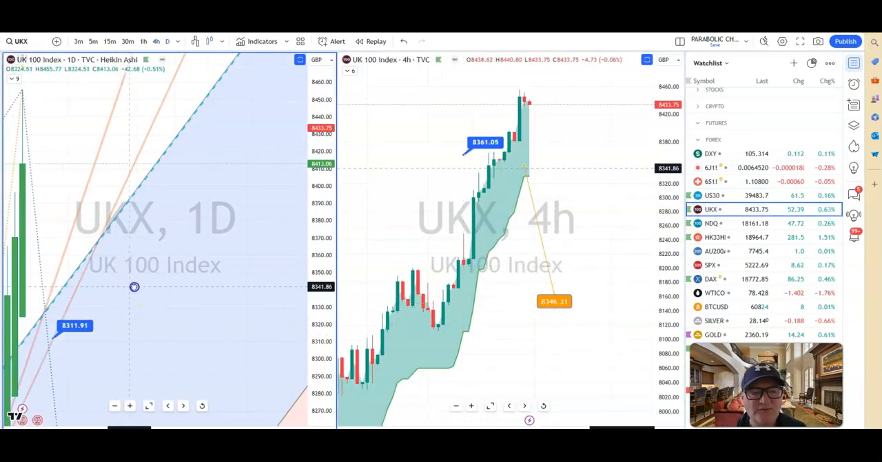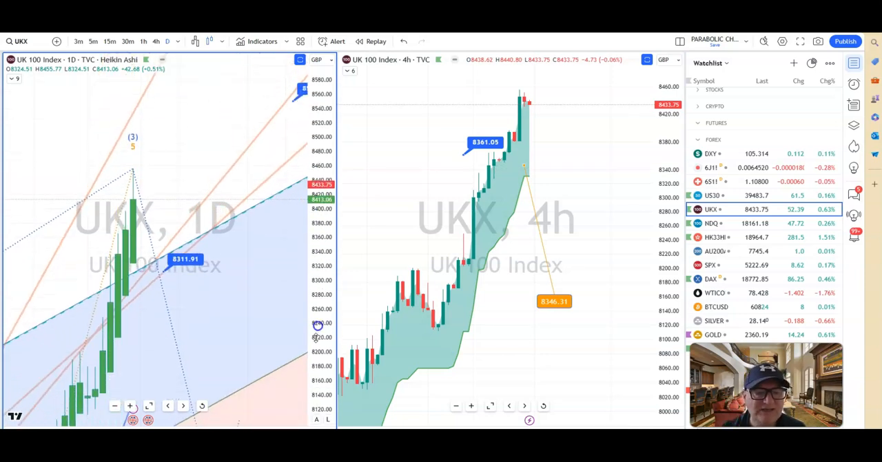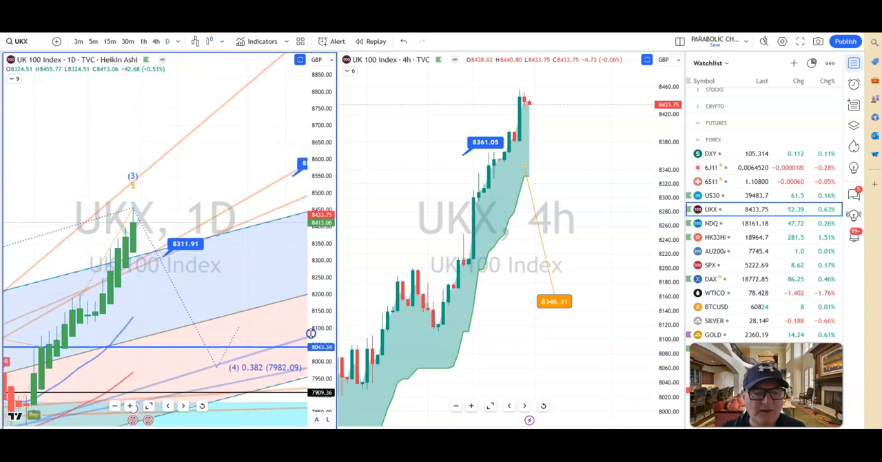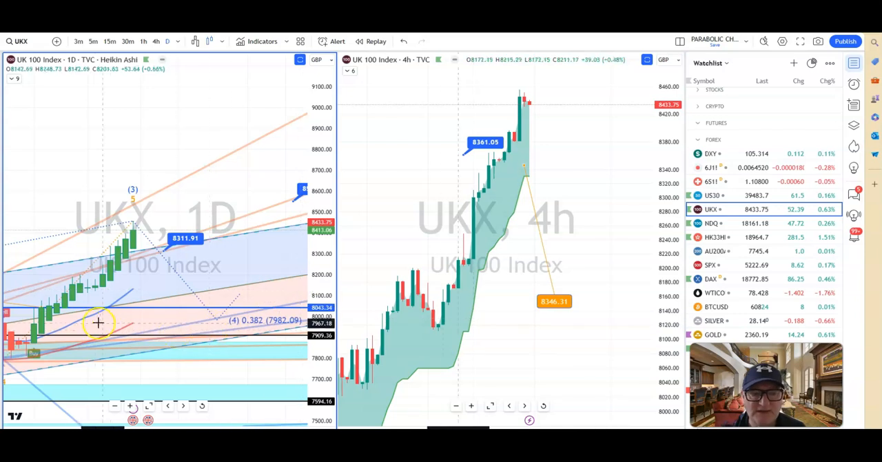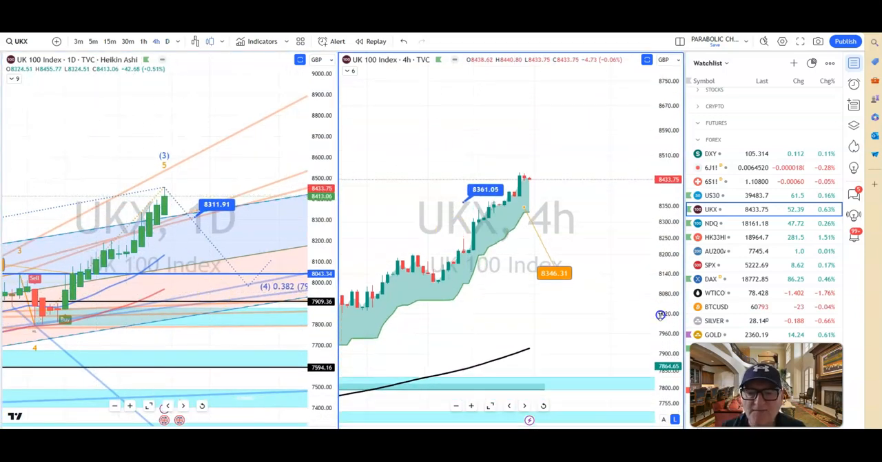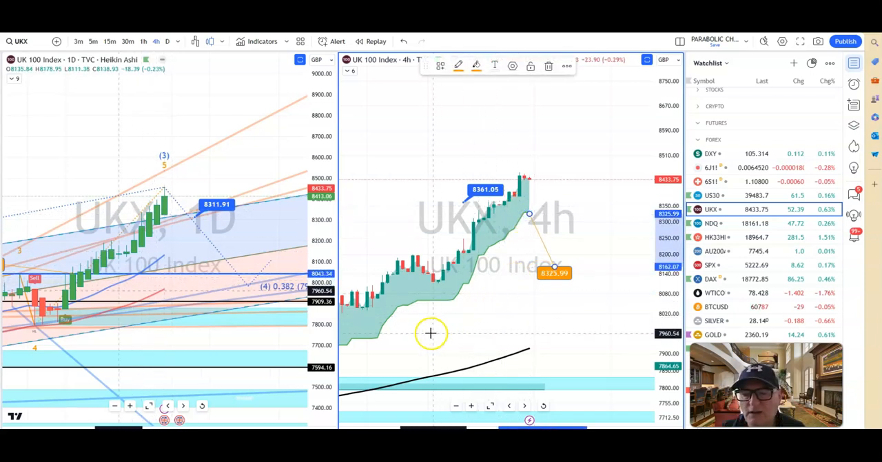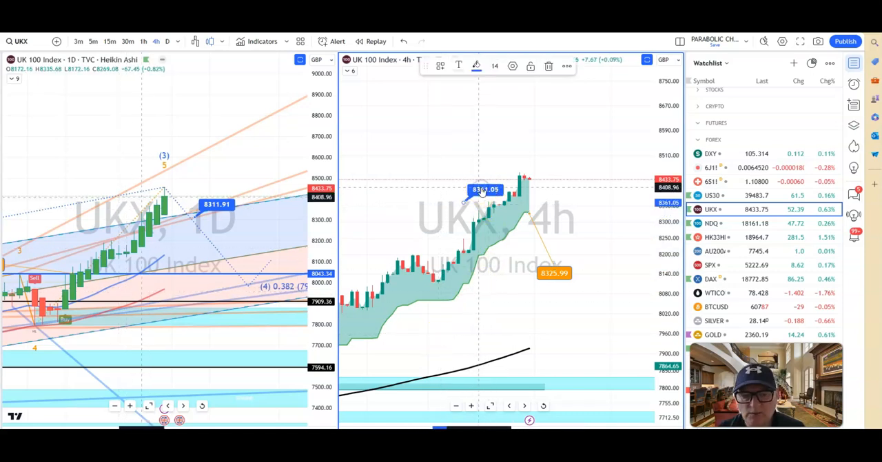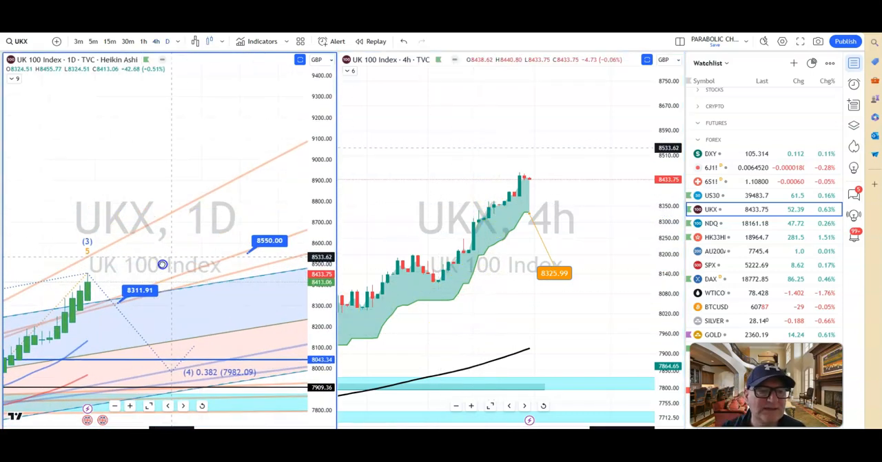In terms of the FTSE, we've been holding this for several weeks, and VIP members get to do that as well because I update you daily. I tell you where the stops are. So the stops on the FTSE are 83.25. Hit our target 83.61, so we need more targets.